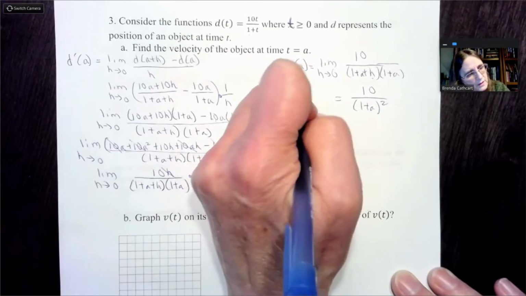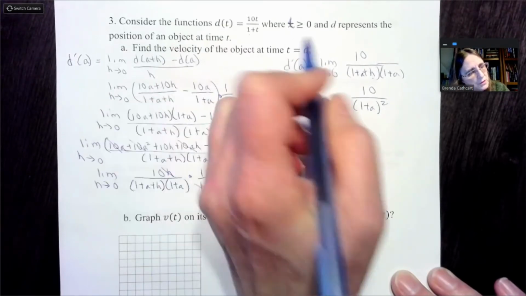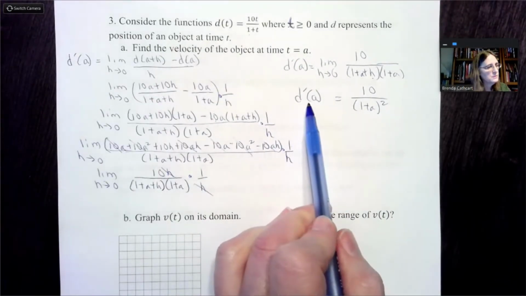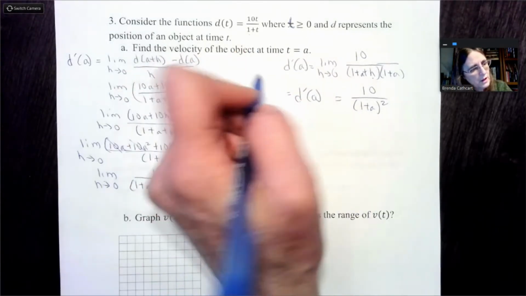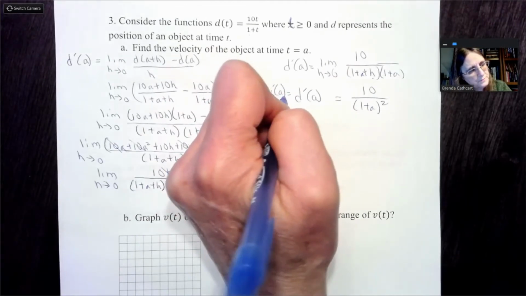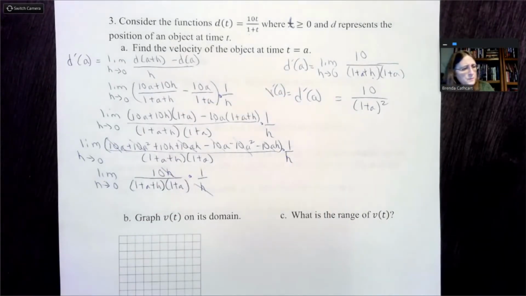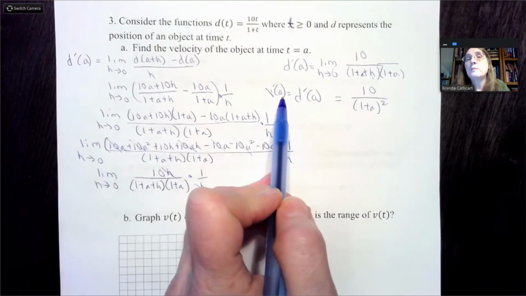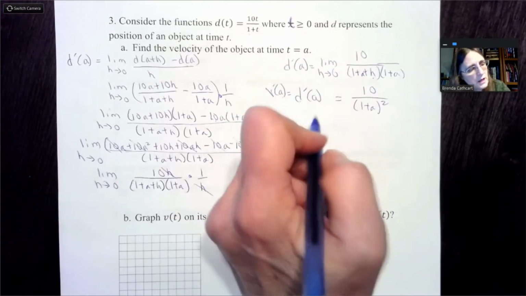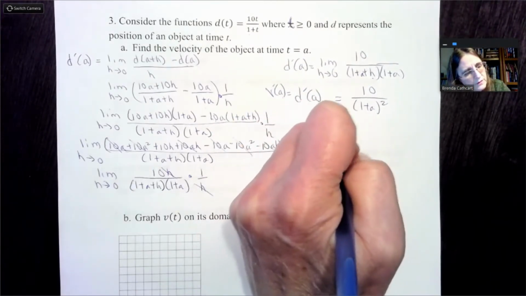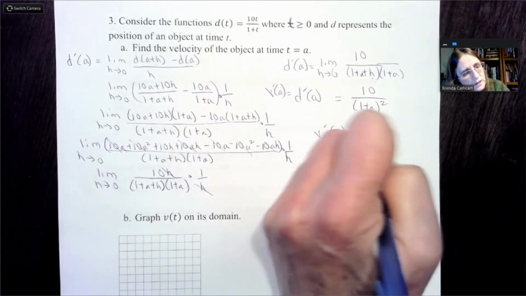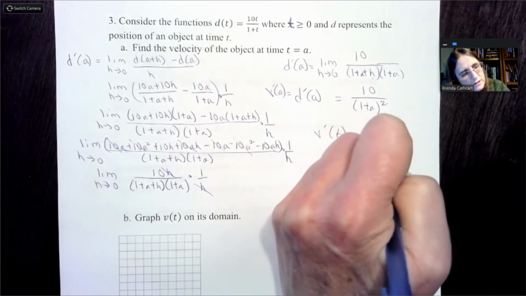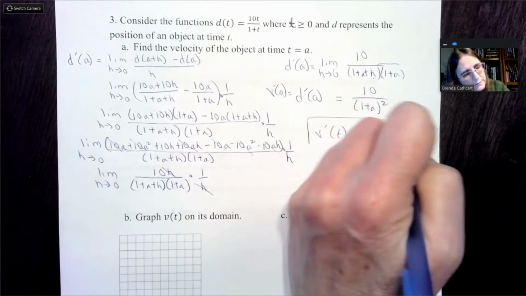And this is, excuse me, this is the velocity at time t equals a. So this is our velocity equation. Okay? Now, at any time t, we can say then that v of t, for a being any value for t, is 10 over 1 plus t quantity squared.